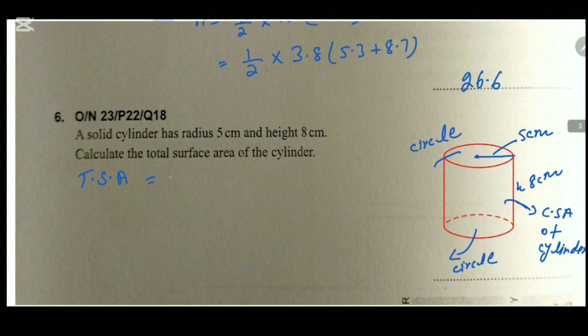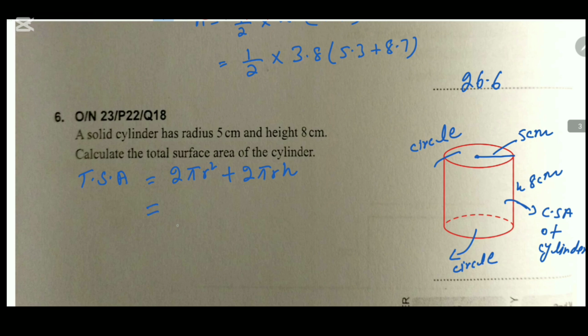Pi r square. There are two circles in this cylinder, so it will be 2 pi r square, plus the formula of the curved surface area of the cylinder, which is 2 pi r h. 2 pi r h, you have to memorize the formula. So two circles plus the curved surface area of the cylinder, and you will get the total surface area of the cylinder.